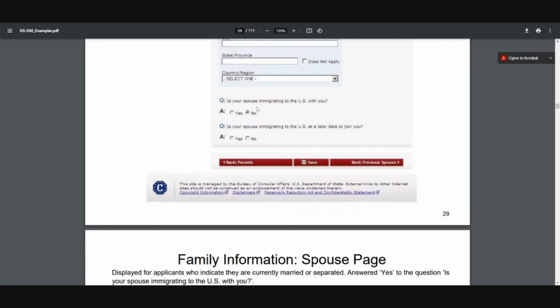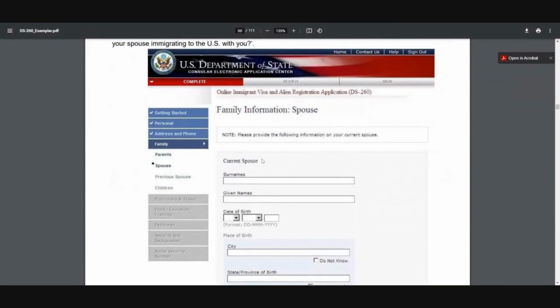So is the spouse going to the US with you? You indicate there yes or no. Or are they going at a later date? Because you can be given the visa and then one of you decides to join the other at a later date, especially due to finances, whereby one person will go before, work a little bit, and then pay the airfare for the rest of the family, and then they can come. But that does not mean that you won't go for the visa interview. All of you have to attend the visa interview, regardless of whether you're going to go to the US together or separately. It doesn't matter. So this is the current spouse.